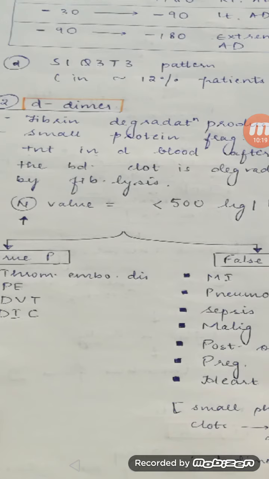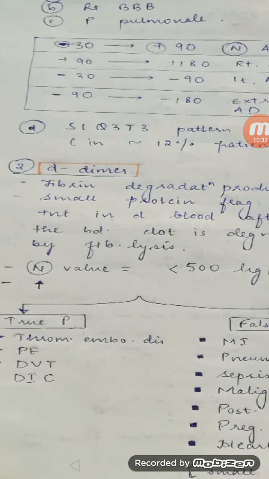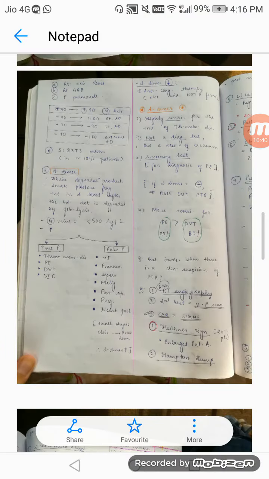Now coming to D-dimer. D-dimer is a good test. It is a very sensitive test. Like if a D-dimer test is negative, the person cannot have a PE. That is the importance of the D-dimer test. It's a very sensitive test. The sensitivity is more than 95%, but the specificity is very poor. Because for that I need to show you the image. 1 minute.